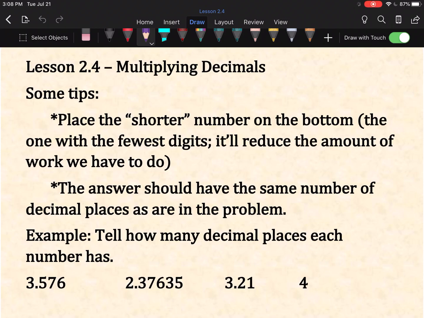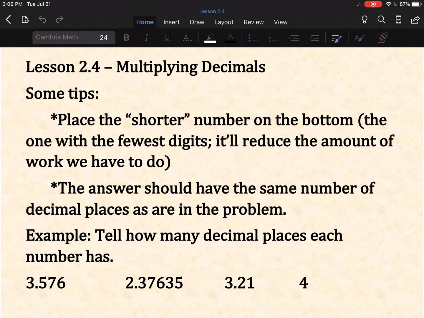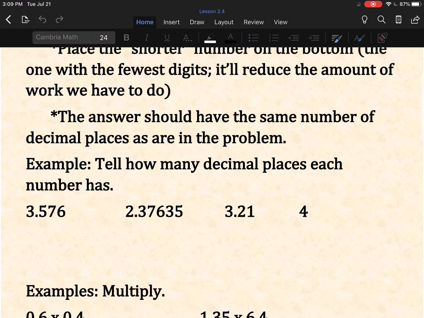Now we're going to multiply with decimals. So, a few tips I have. Put the shorter number on the bottom, and by that I mean the one with the fewest total number of digits. It'll reduce the amount of work we have to do. And the second tip is that your answer should have the same number of decimal places as our total in the problem. And by that, we need to know how many decimal places a number has.